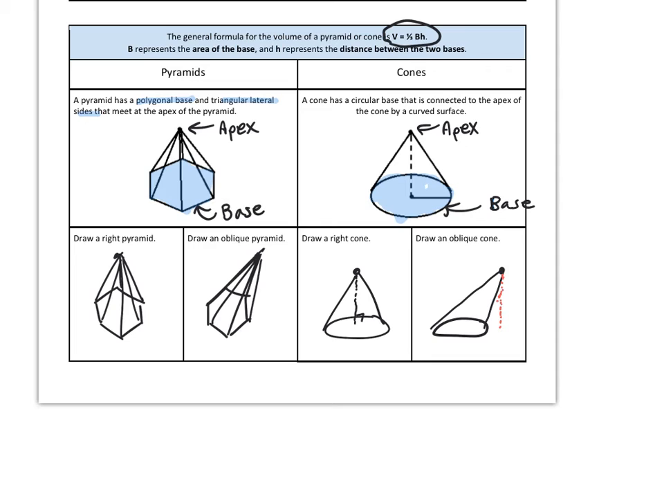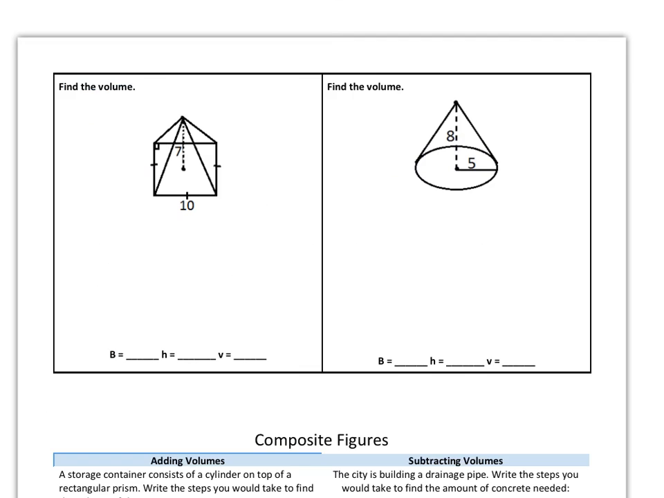So this would be the height on my oblique cone. This would be the height on my oblique pyramid. And the height on my right cone and my right pyramid goes straight from the apex to the center of the base. The height is always going to be perpendicular to the base. You may also call it an altitude. So here's some examples. Remember, the volume is equal to 1/3 times the area of the base for both of these shapes, both the cone and the pyramid.